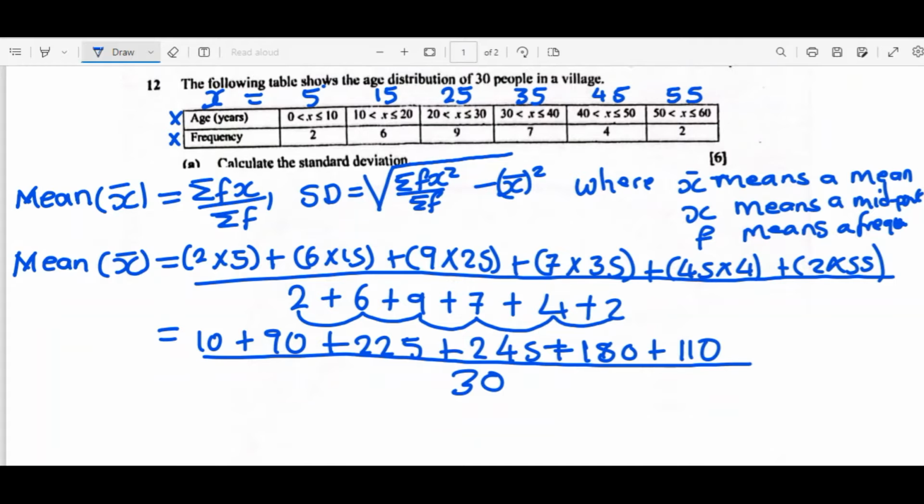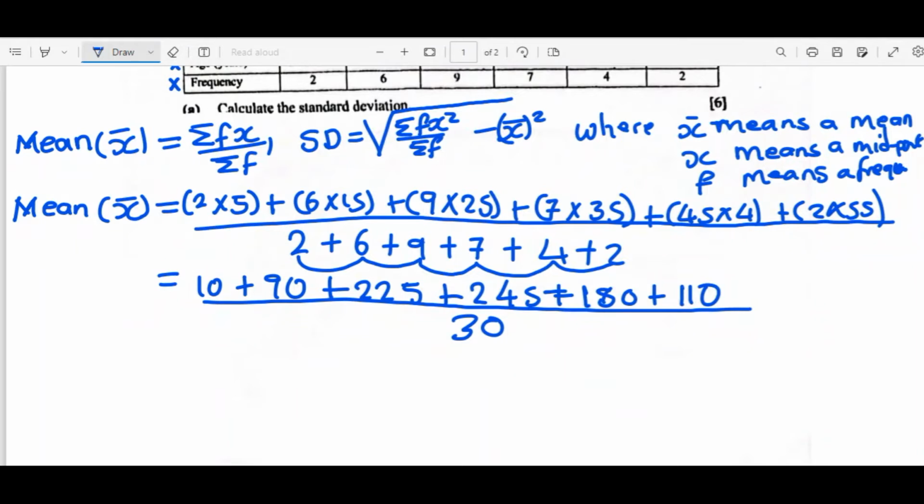So this number must correspond to the number given in the statement. Right, so the remaining part is just for us to add the numbers on top, then divide by 30, then we have our mean. 10 plus 90 plus 225 plus 245 plus 180 plus 110. So according to my calculations, I'm getting 860 divided by 30.